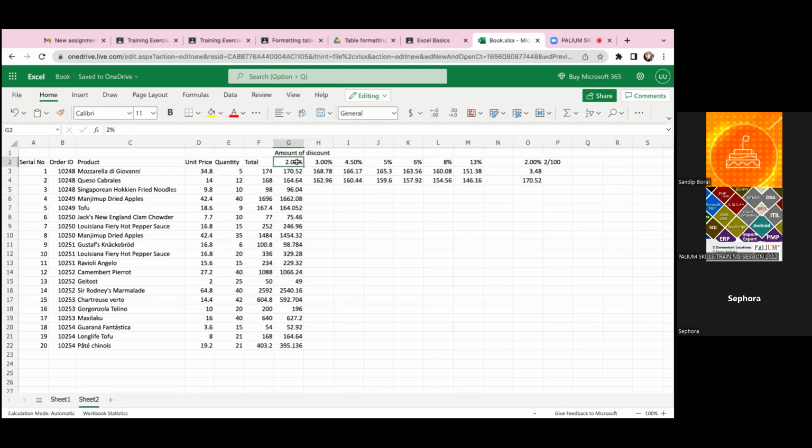So if these numbers, okay, if the percentage was horizontal, if it was here, and the numbers were vertical, then it'll be the opposite formula, or what?